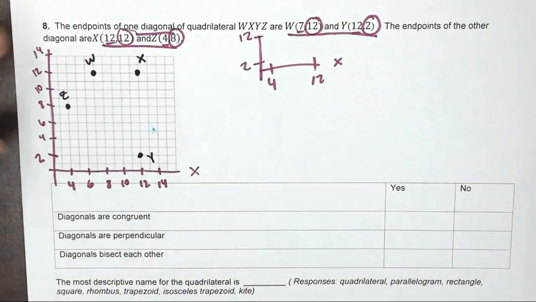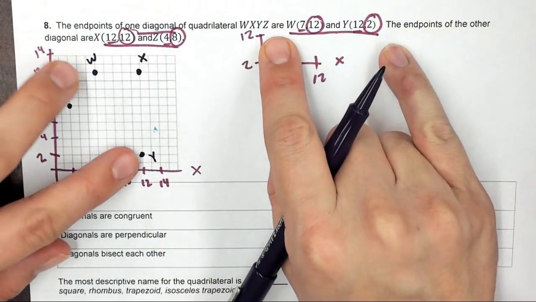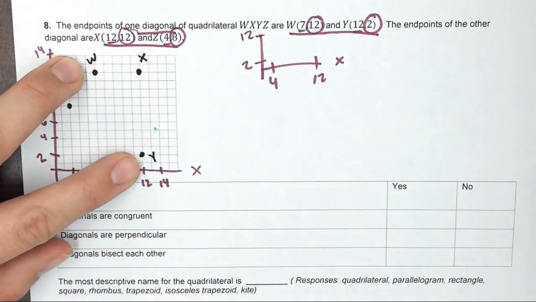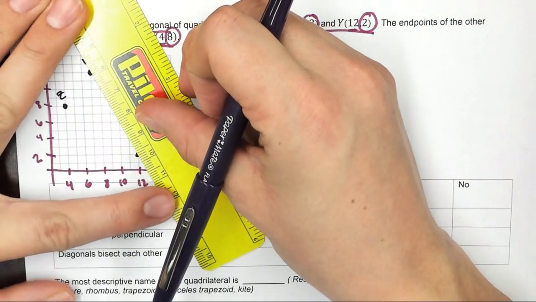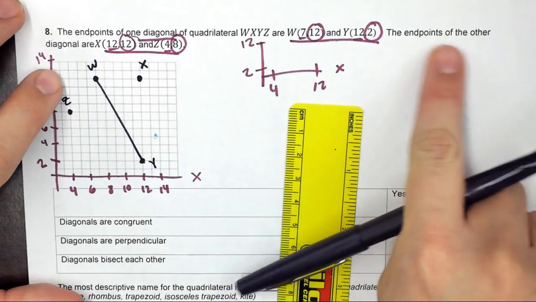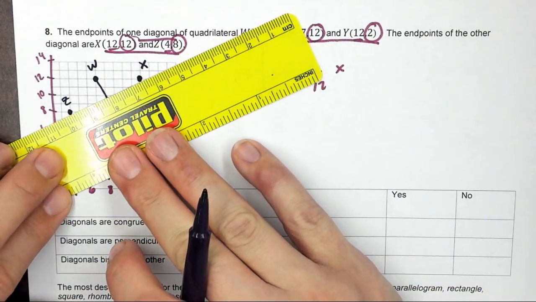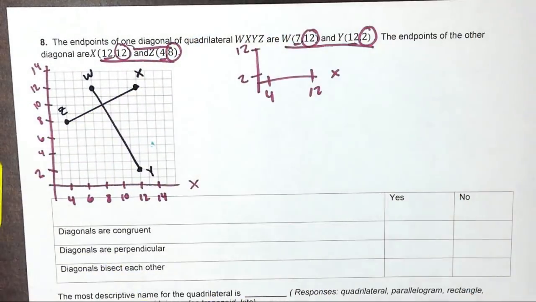Okay, so they said the endpoints of one diagonal of the quadrilateral are W and Y. So I'm going to connect W and I'm going to connect Y. Where's my ruler there? And then the endpoints of the other diagonal are X and Z. It's important to make sure you follow directions and connect the right things. Okay, so those are my diagonals.